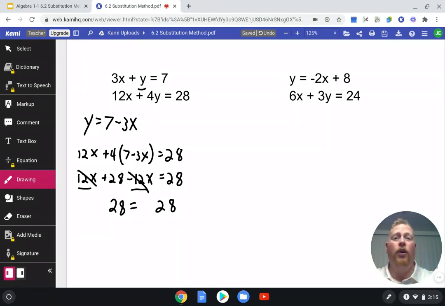Okay? If you think back to our graphing section, it was infinite number of solutions when you had one line and then it was the exact same line on top of it. And it was no solution if you had one line and the other line was parallel to it and they never touched. Well, we don't have a visual here, but here's how we can tell. Take a look at this statement that we have, 28 equals 28. If that's a true statement, which it is, that means you're going to have infinite number of solutions.